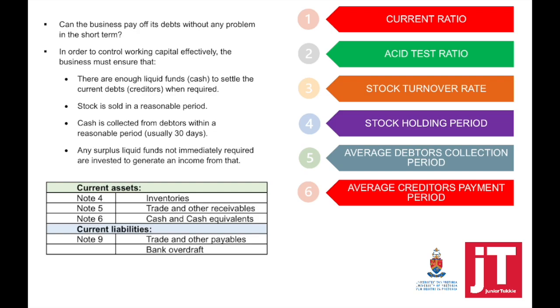Average debtors collection period, how long does it take our debtors to pay us? Average creditors payment period, how long does it take us to pay our suppliers? So those are the 6 financial indicators which form part of your liquidity. And it's so important to understand and study that, because you could be asked, comment on the liquidity. Then you need to know which financial indicators to use.